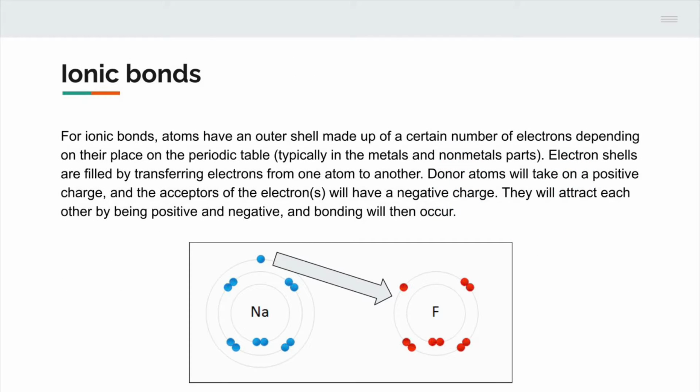Let's start with ionic bonds. For ionic bonds, atoms have an outer shell made up of a certain number of electrons, depending on their place on the periodic table, and they typically form between metals and non-metals. Electron shells are filled by transferring electrons from one atom to the other. The donor, or the one that gets robbed, will take on a positive charge, and the ones who are accepting the electrons will receive a negative charge.